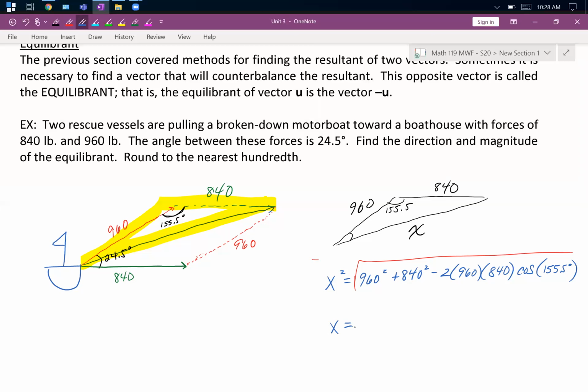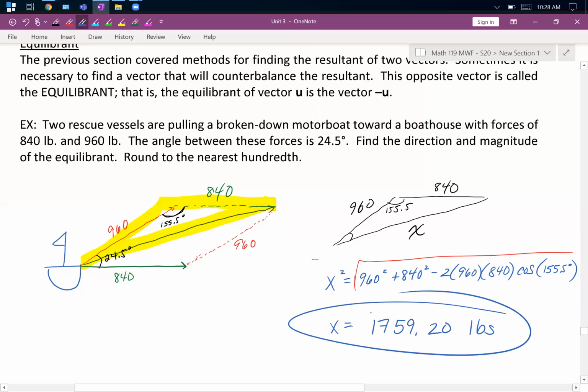I got 1,759.20. That's what I got. What did you say? Yeah, that's what I had, what she's writing. All right, and then our unit is pounds.